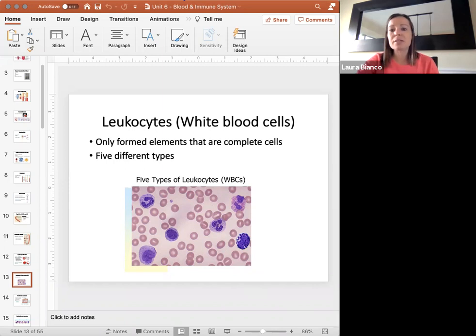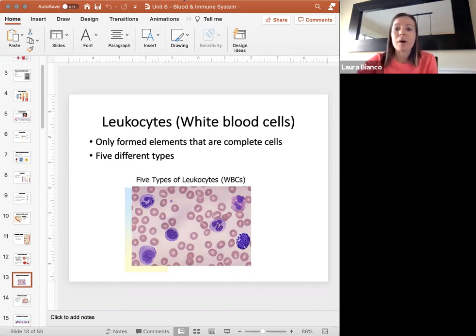Eosinophils, these are designed to fight parasitic worms. So like a tapeworm, for instance. They are also involved in allergic responses and asthma. Basophils, these are the third type. These are involved with allergic responses. They release histamine and also several other chemicals that cause inflammation. Histamine is also an inflammatory chemical.